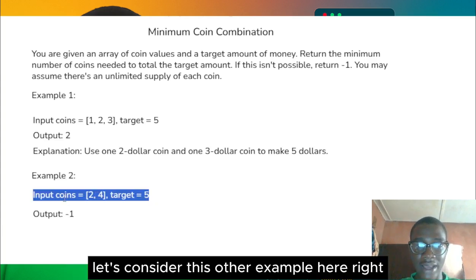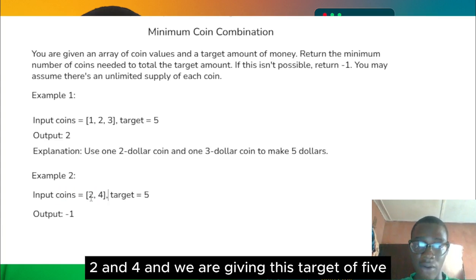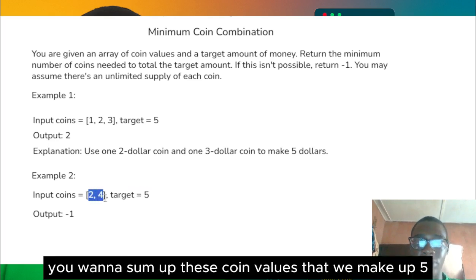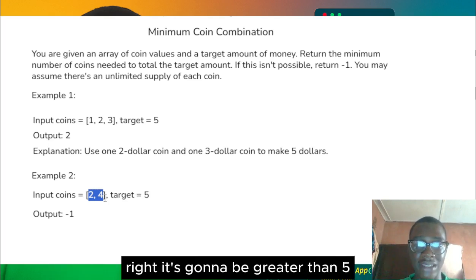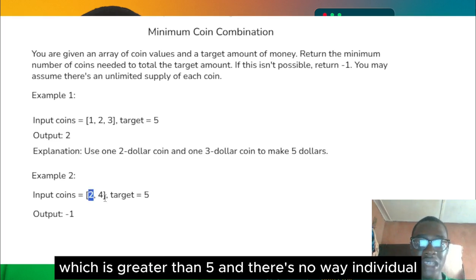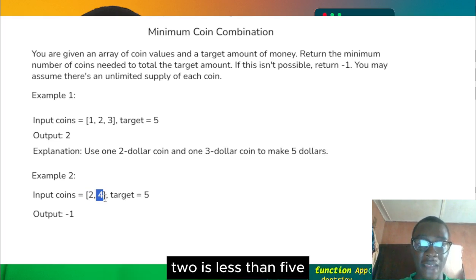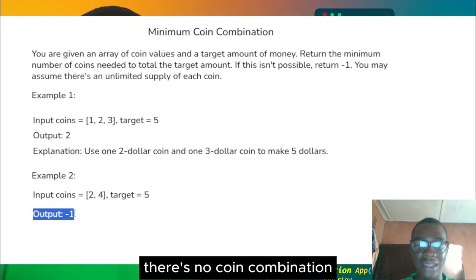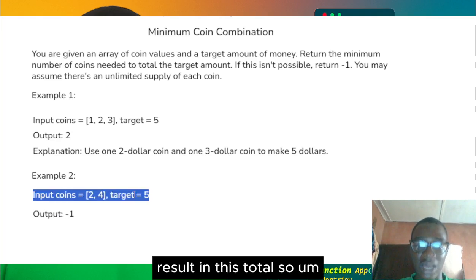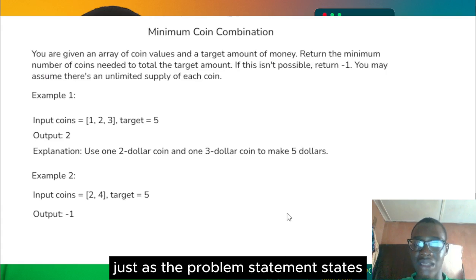Let's consider this other example, whereby we are given the coin values of 2 and 4, and we are given this target of 5. You see that there's no way we can sum up these coin values to make up 5, right? It's gonna be greater than 5 because 2 plus 4 gives us 6, and there's no way each individual coin can make up a 5. 2 is less than 5, 4 is less than 5. So because of that, there's no coin combination that is gonna result in this total. So we return -1, just as the problem statement states.